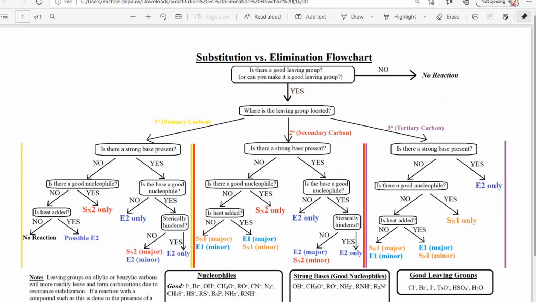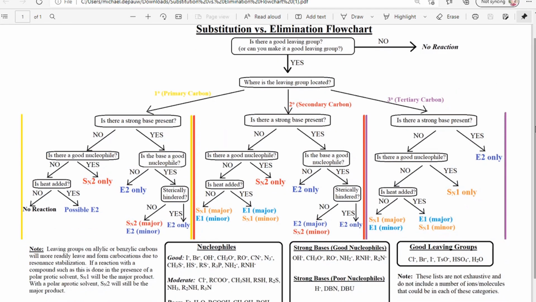Awesome. Basically, it gives you a series of questions you can ask yourself to guide you through your thinking on whether you'll get an SN1, SN2, E1, or E2 type of reaction. So is there a good leaving group, or can you make it a good leaving group? If the answer is no, no reaction. If the answer is yes, where's the leaving group located? Primary, secondary, tertiary.